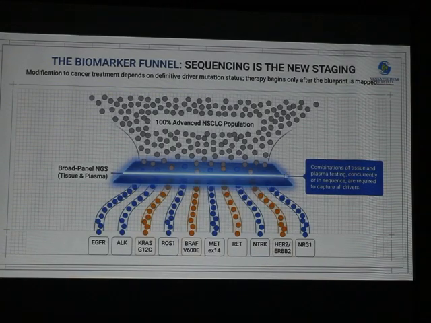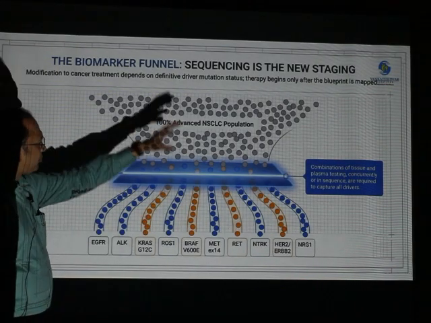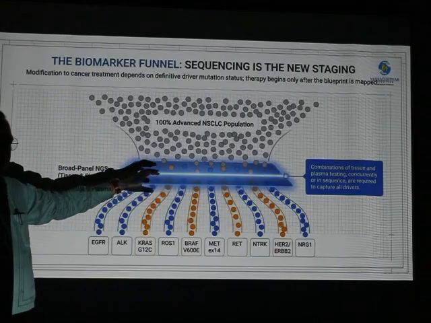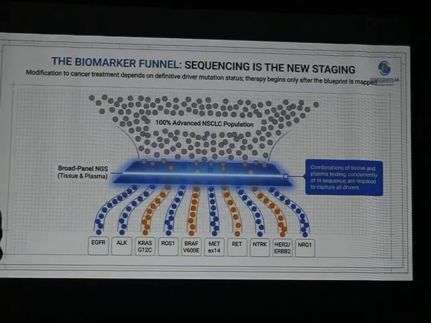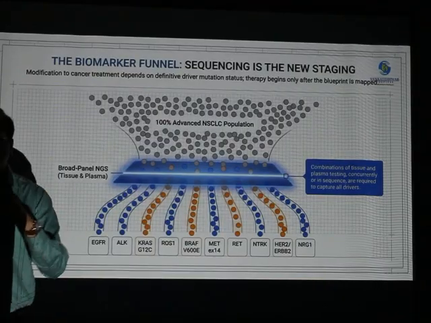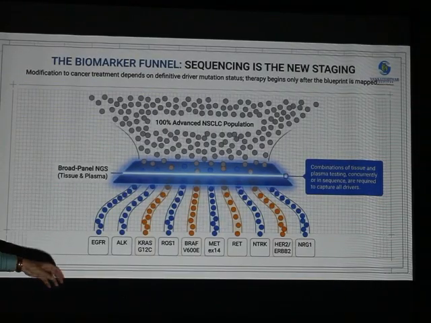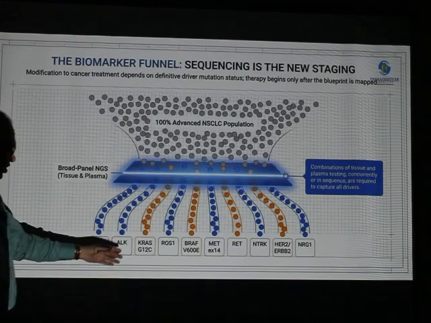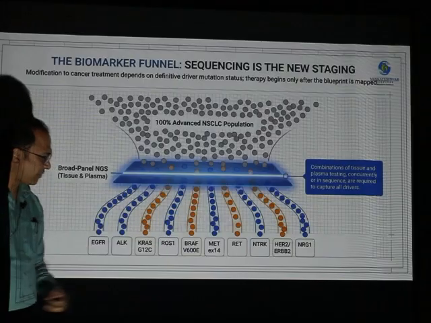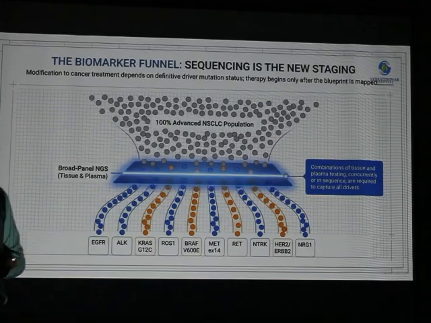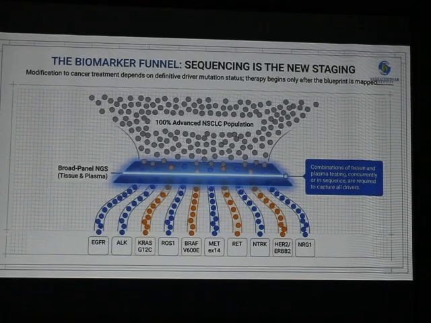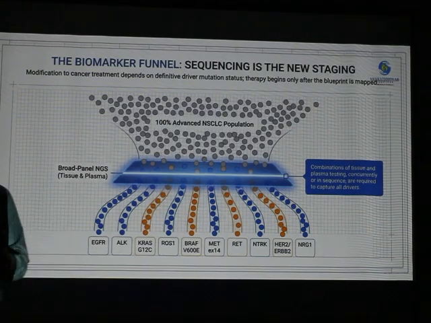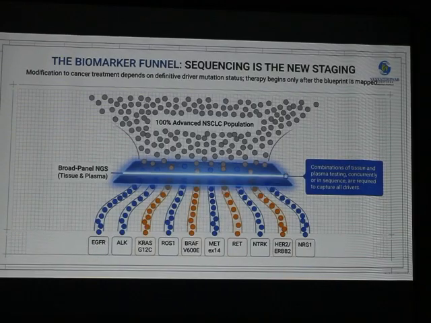So this is what I was telling about. If this whole is a population of non-small cell lung cancer patients, we have to do certain molecular analysis and we have to segregate them as per their molecular profile. For example, if the patient is having EGFR mutation, ALK mutation, KRAS G12C, ROS, BRAF, MET, RET, NTRK, HER2, and NRG1. So basically we stratify these patients based on their molecular markers. Next slide.